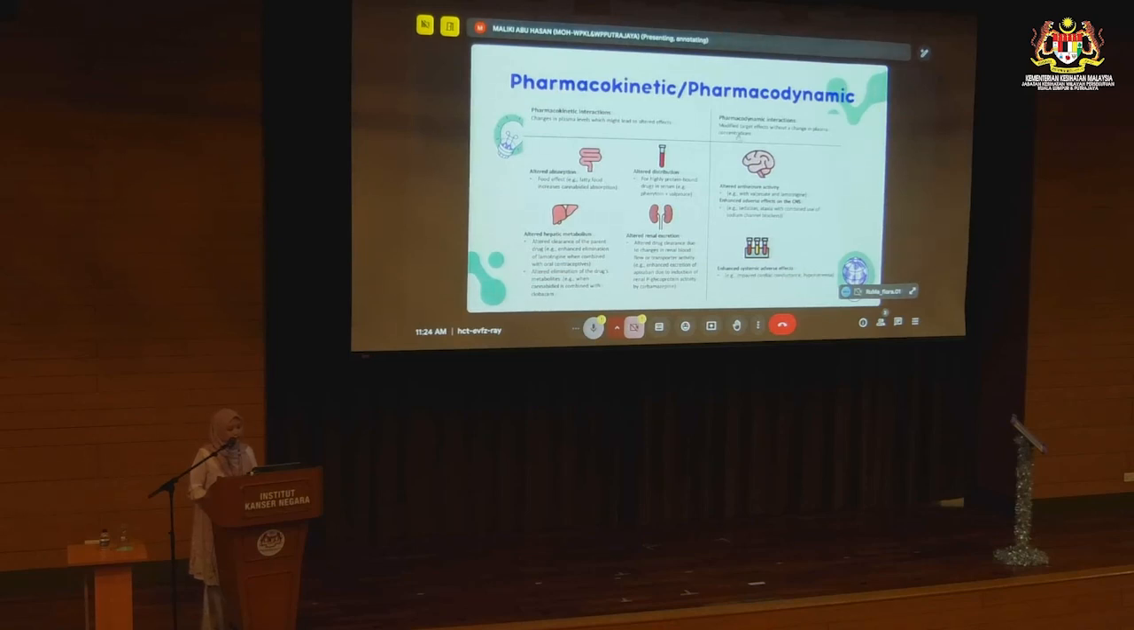But there are also pharmacodynamic interactions where we cannot see any changes in the plasma concentration. This is where pharmacist input will be very valuable. You can do TDM, but your pharmacist will try to figure out what's going on. Why is the patient not getting the effect that we expect from the patient?